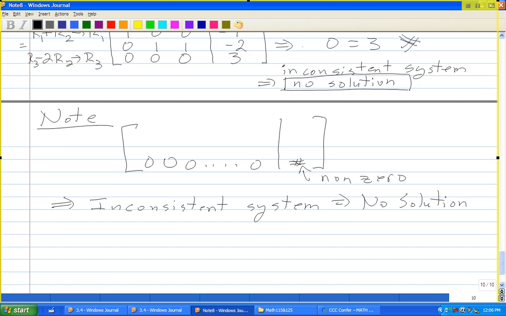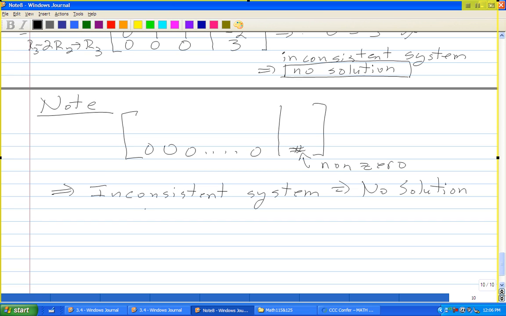Similarly, if you happen to have, well, if this turned out to be zero, if you have a whole bunch of zeros and this is zero, then it is probable that you'll have an infinite number of solutions. Okay, and we'll come to that.